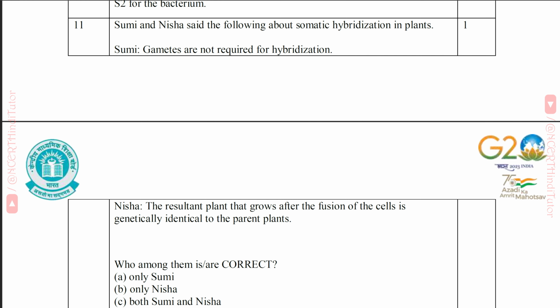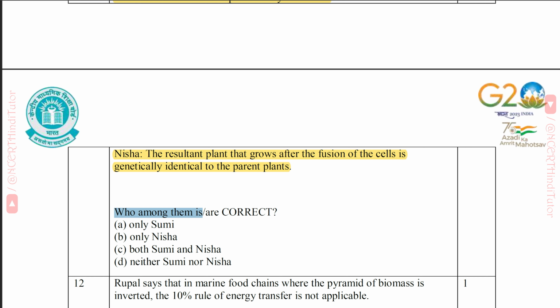Question 11. Sumi and Nisha said the following about somatic hybridization in plants. Sumi. Gametes are not required for hybridization. Nisha. The resultant plant that grows after the fusion of the cells is genetically identical to the parent plants. Who among them is correct? Answer A. Only Sumi.